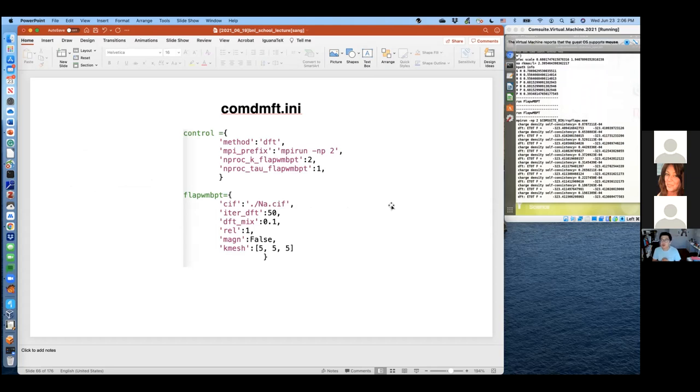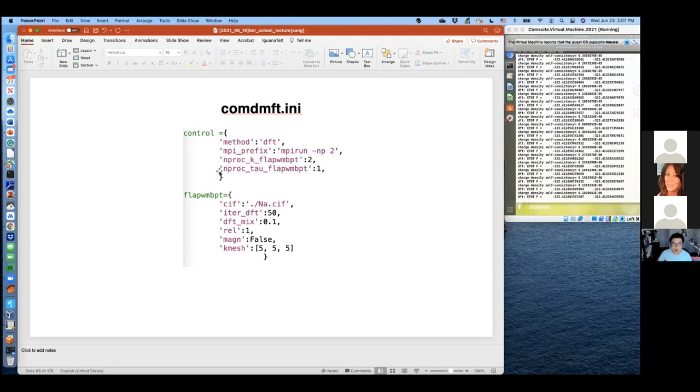So this is the input file for the DFT run using the COMDMFT package. Here I also stress that for the DFT and LQSGW runs, we are using Andre's FlapMPPT code, but this is a version a little bit older than what Andre is usually working on nowadays. However, it is self-contained, so you can just follow this tutorial. The input file for the DMFT calculation is composed of Python dictionaries. One dictionary key is control, and the other is FlapMPPT.